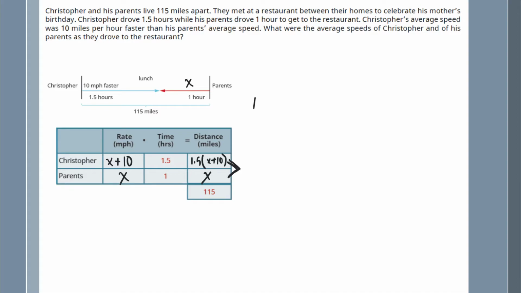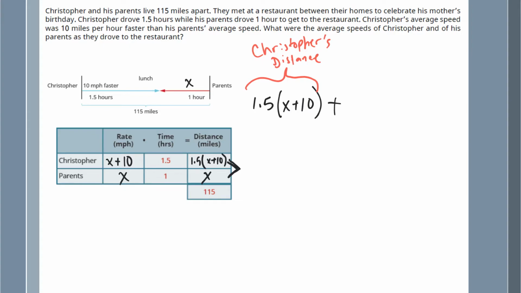So it's going to look like this: 1.5 times the quantity of x plus 10. That part of it, remember, is Christopher's distance. That whole thing represents his distance. And then we can add his parents' distance, which was just simply x. We don't know anything about it. So parents, learn to spell parents' distance. We know the sum of those two distances is 115. This problem told us that.